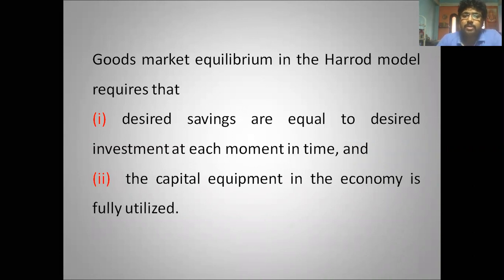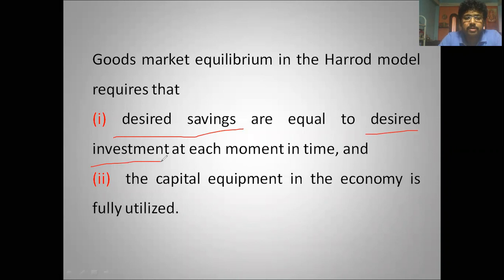Goods market equilibrium in the Harrod model requires two assumptions. One is that the desired savings are equal to the desired investment. And another is that the capital equipment in the economy is fully utilized.